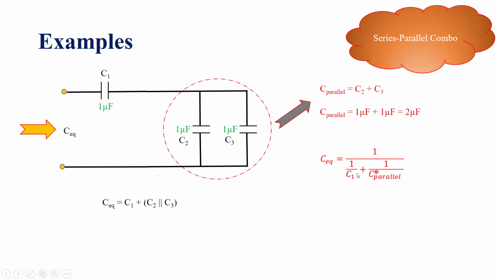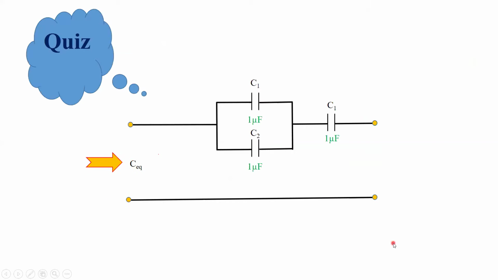So this is basically the series combination of this single capacitance and this single capacitance. Therefore, C equivalent will be determined after plugging in the values of C1 and C parallel as 1 over 1 microfarad, which is the value of C1, plus 1 over 2 microfarad, which is the value of C parallel. So therefore, the net capacitance of this complete network is 1 over 3 microfarad, that is equal to 0.33 microfarad.